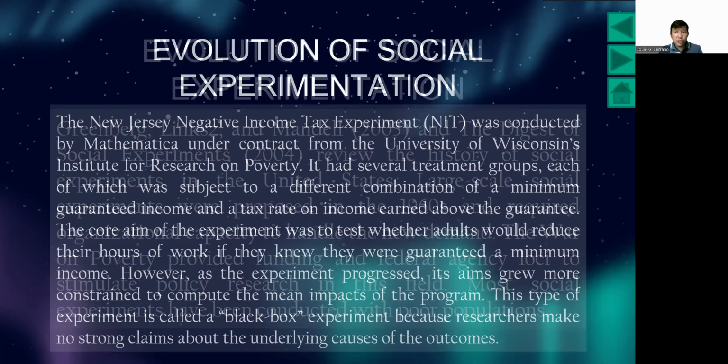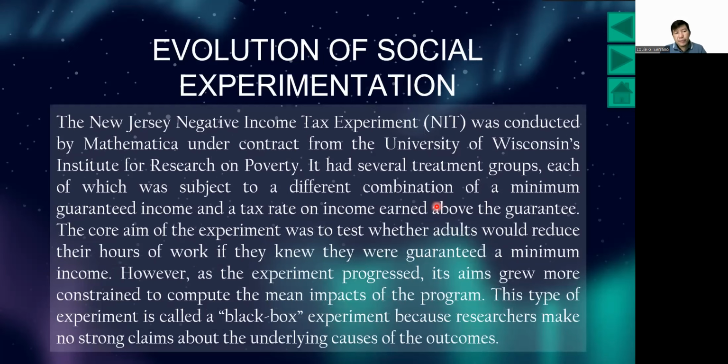So, yung evolution of social experimentation. The New Jersey Negative Income Tax Experiment, o yung NIT, was conducted by Mathematica under contract from the University of Wisconsin Institute for Research on Poverty. So it had several treatment groups, each of which was subject to a different combination of a minimum guaranteed income and tax rate on income earned above the guarantee.